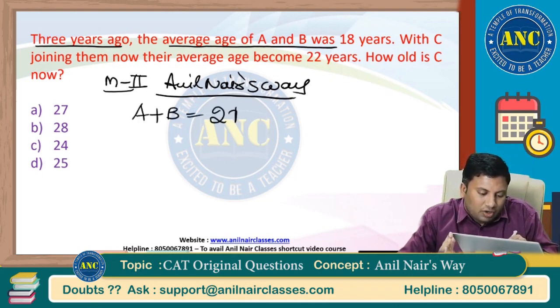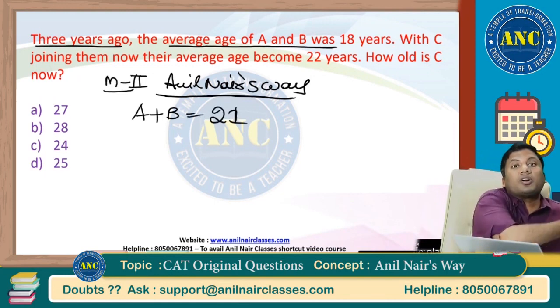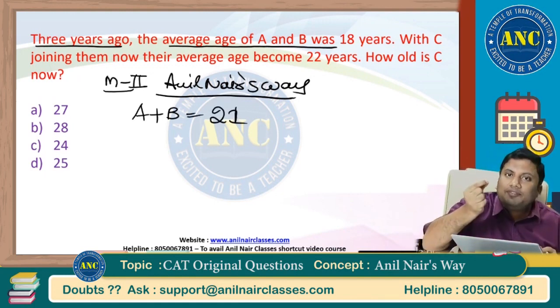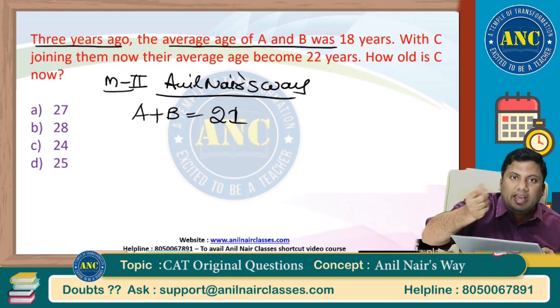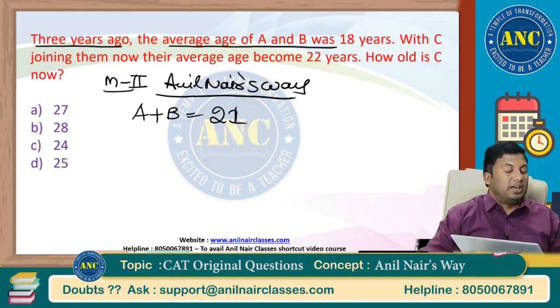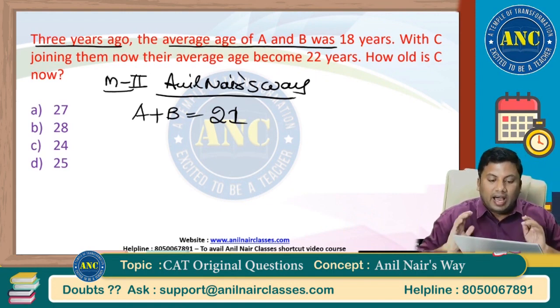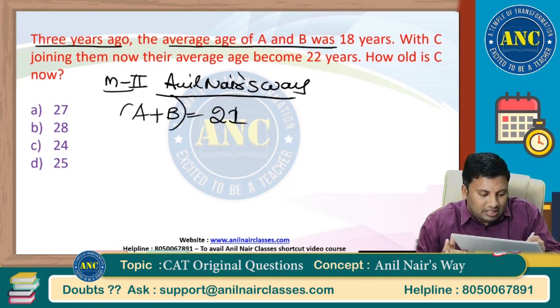3 years ago, it is 18. Now, 3 years got added. If every value increases by K, average also increases by K. 3 years before, it is 18. 2 years before, it is 19, because every time it got added by 1. 1 year ago, it is 20. Currently, it is 21. This is average.